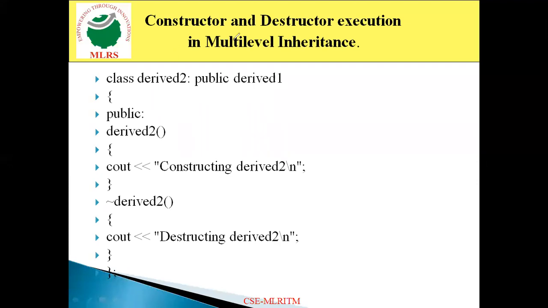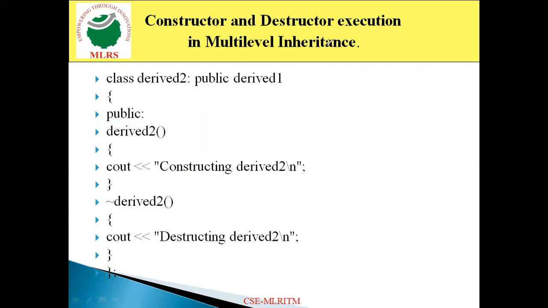We are working with multilevel inheritance. So I am deriving a new class Derived2 from the already derived class Derived1 in public mode. Again, in the public section, I specify the Derived2 constructor, which displays "constructing Derived2" on the output screen. Then I define a destructor Derived2, which is meant to display "destructing Derived2". Then close this class also.